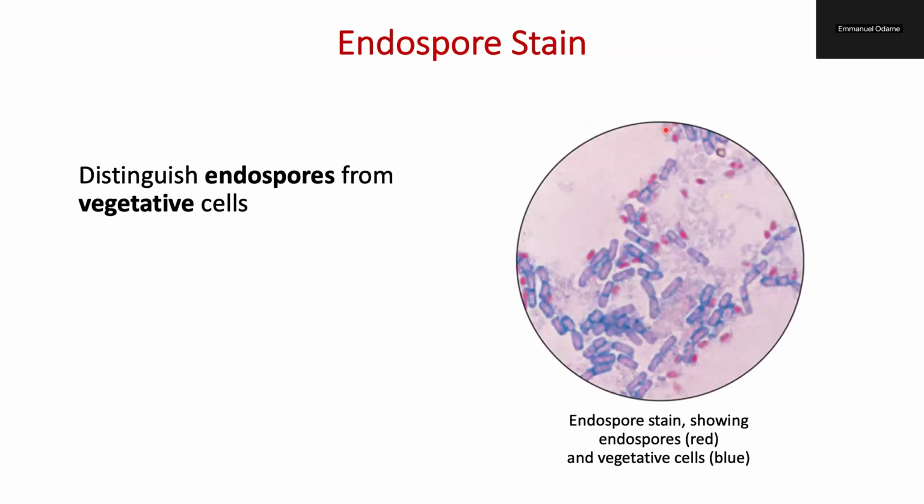And we have the endospore stain, basically to distinguish endospores from vegetative cells. As we can see in this slide, the endospore staining shows the red ones. Hopefully my pointer doesn't confuse you, but these red ones are the endospores, and the vegetative cells are the blue ones, as you can see from here.